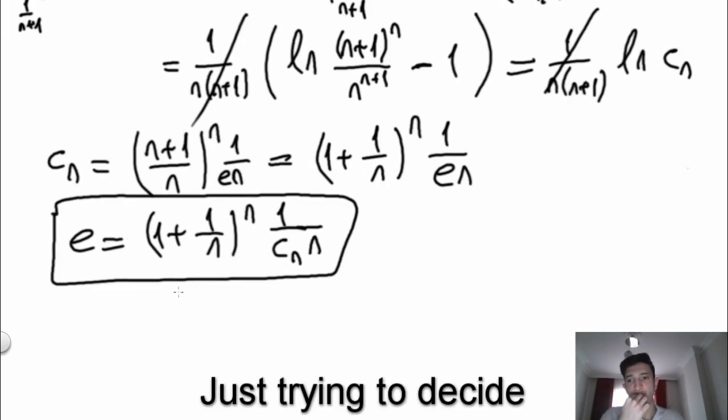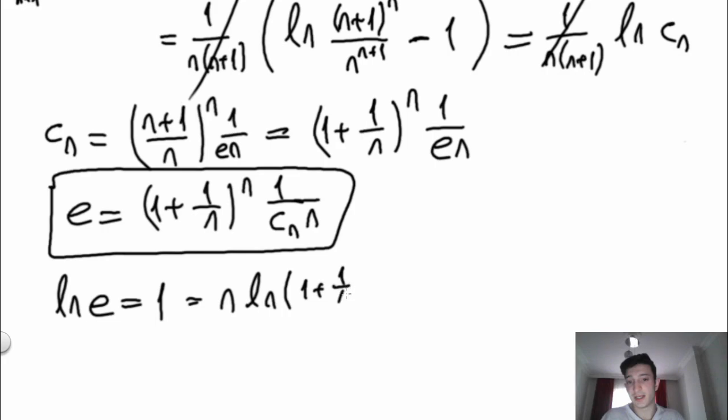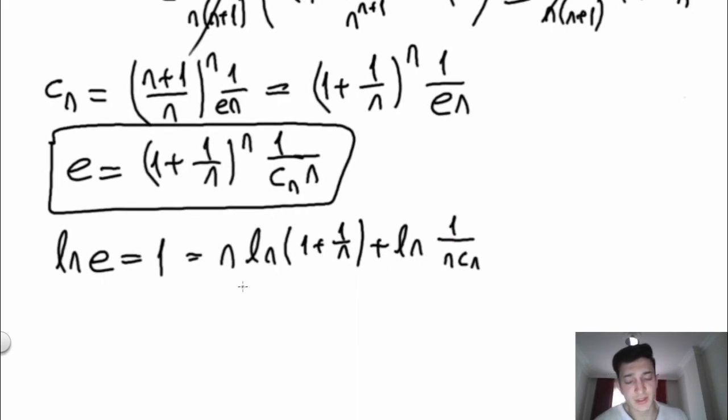I'm actually just taking ln on this step. Okay, let's do it here. So I have ln e, which is equal to 1, and I'm taking ln here. So this is just going to take the power before it as a constant. So this will be n ln of 1 plus 1 over n. And this thing is just going to be plus, because those things are multiplied. So it is just going to be ln of 1 over n cn. Okay, cool. So I have 1 is equal to this thing.